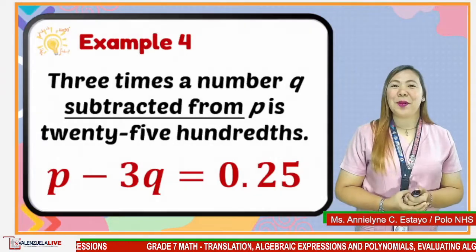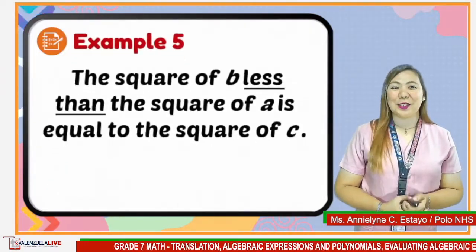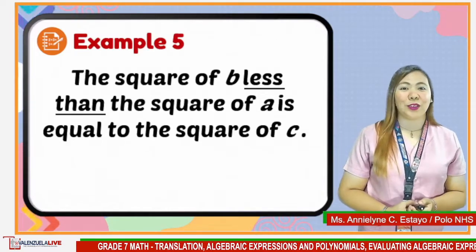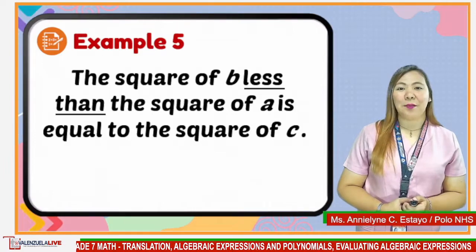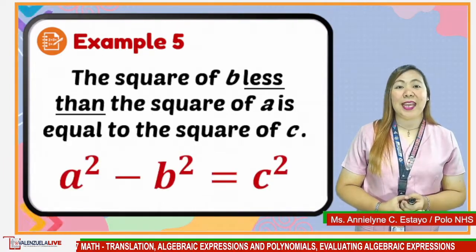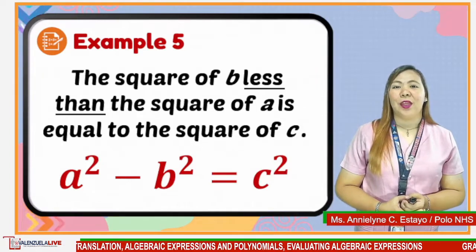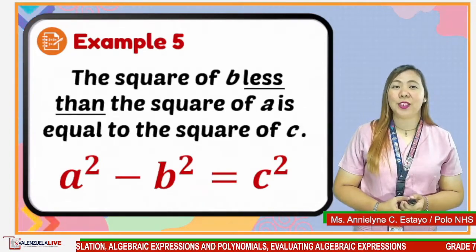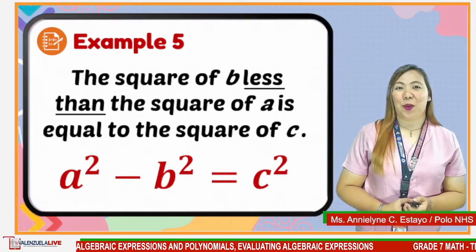For example number 5: the square of b less than the square of a is equal to the square of c. Same thing with the previous example. a squared is the minuend and b squared is the subtrahend. Therefore, we have a squared minus b squared equals c squared.